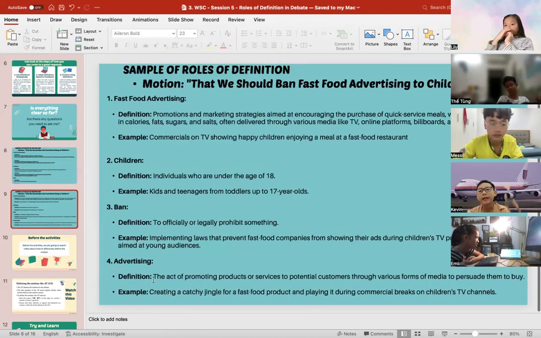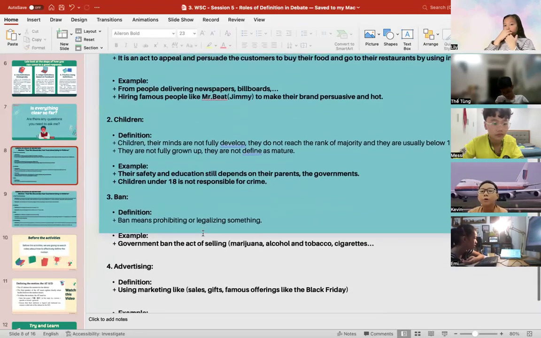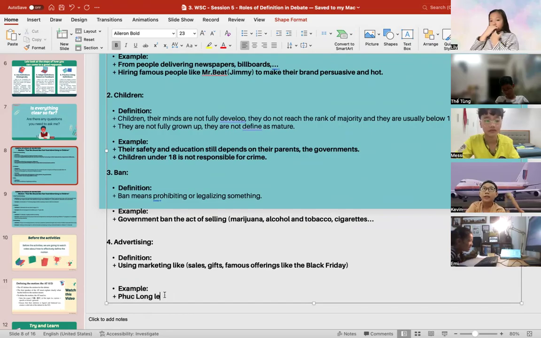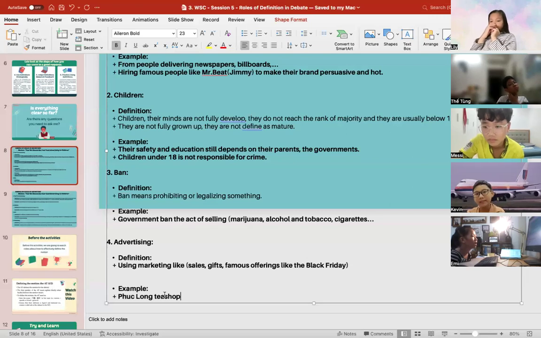Well, my first example is Phúc Long Tea Shop giving a discount to their first 100 buyers that buy their tea, or McDonald's giving the people who buy their McHappy meal a real present. However, in McDonald's case, they just make it look pretty on the outside, and on the inside it is not really that good.